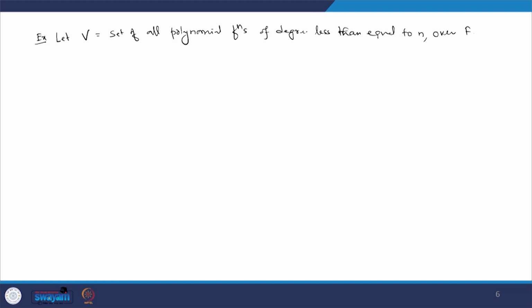Now, if I consider B equal to {1, x, x square, ..., x to the power n}, which is a subset of V. Now, I claim this B is a basis for V. So, to prove this is a basis for V, we have to show that it spans V and it is also linearly independent.